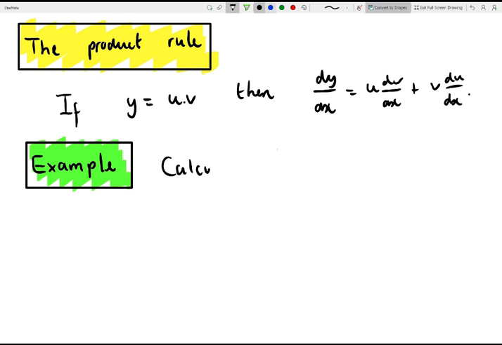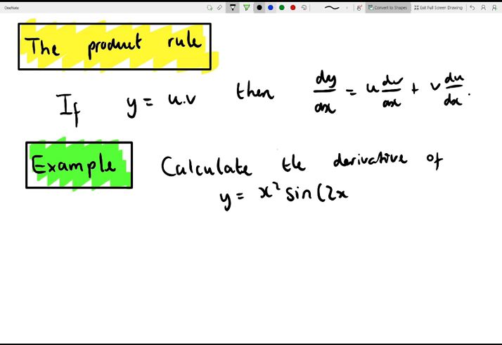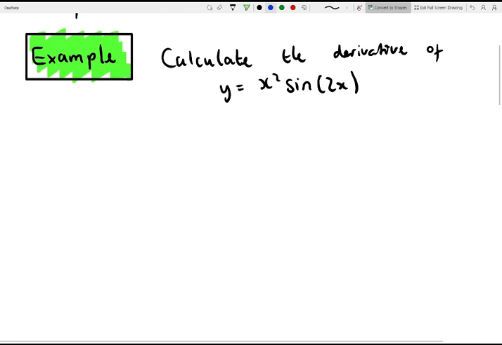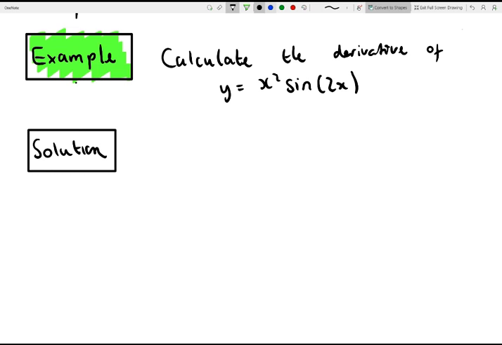Calculate the derivative of y equals x squared times sine of 2x. Okay, and our solution is going to be the following.